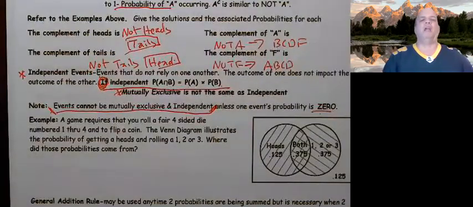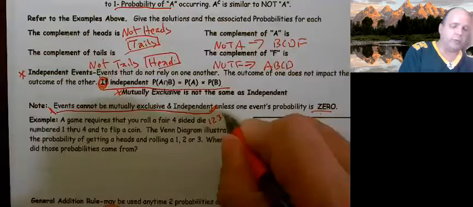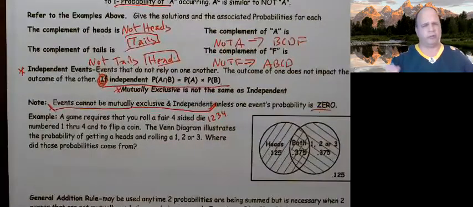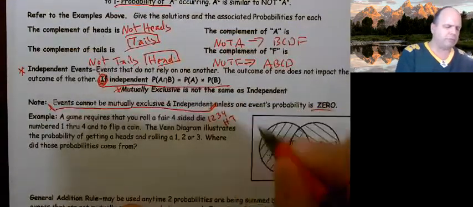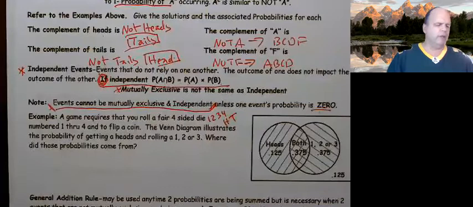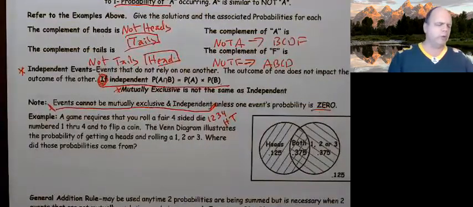So a game requires that you roll a fair 4-sided die. Well, if I'm rolling a 4-sided die, I can get a 1, 2, 3, or 4. Those are my options. I can't get 5 or 6. Just a 1, 2, 3, 4. And to flip a coin. So I can get a heads or tails. The Venn diagram illustrates the probability of getting a heads and rolling a 1, 2, or 3.